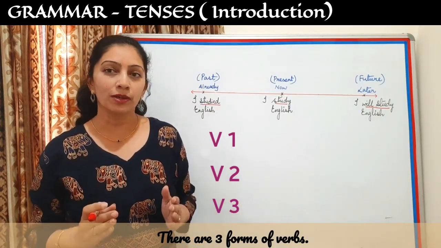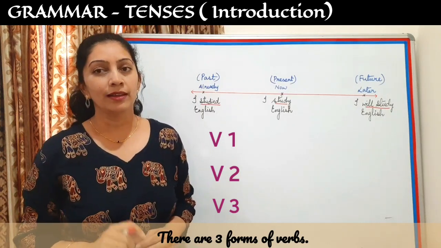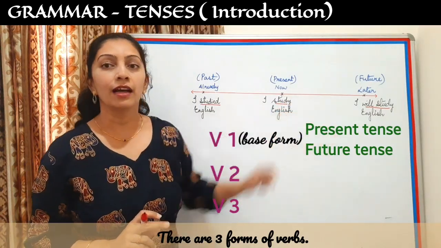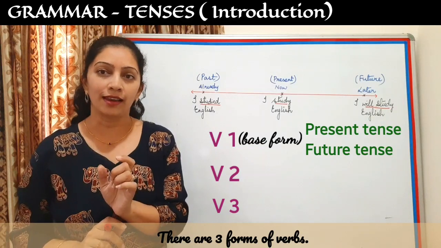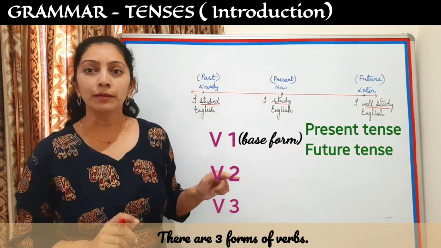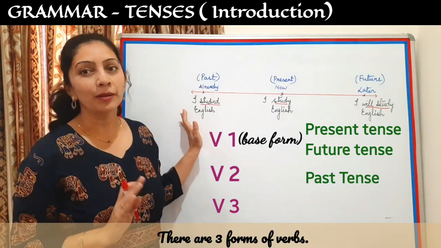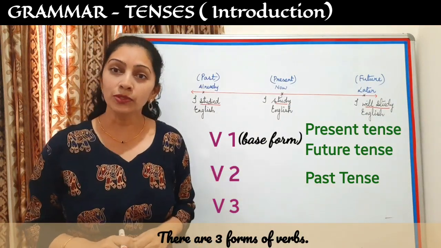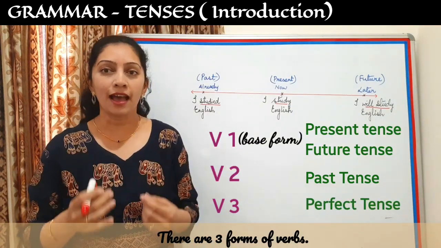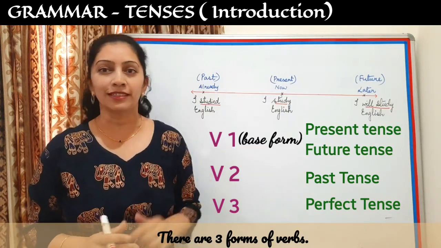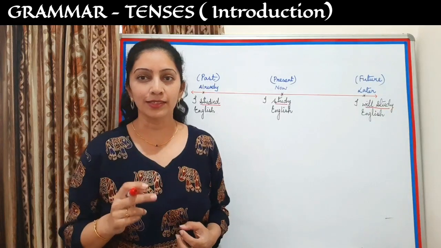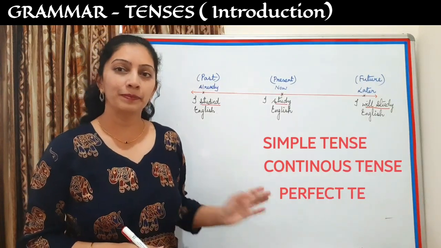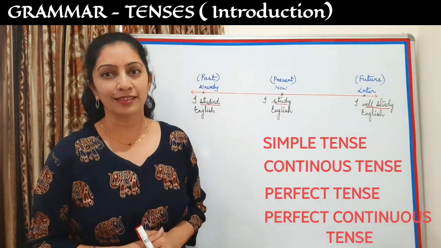The V1 form of the verb is the base form of the verb. It is used in simple present tenses, or in future tenses along with the word will or shall. V2 form comes only in the past tenses, the simple past tenses. And V3 form, that is the third form of the verb, is used with words like has, have and had in perfect tenses. All the 3 tenses will have 4 major categories: simple, continuous, perfect and perfect continuous tenses.